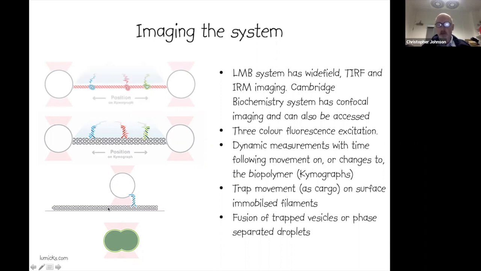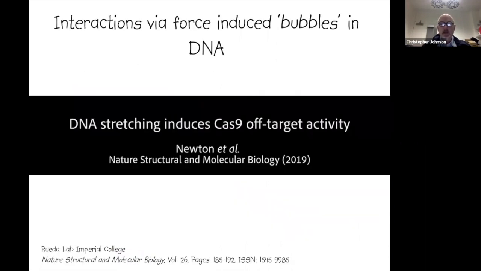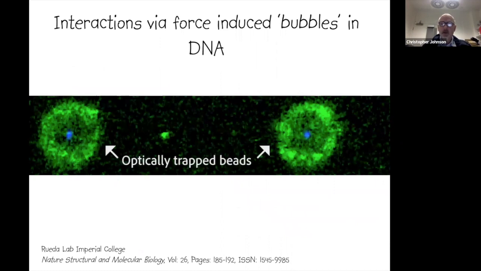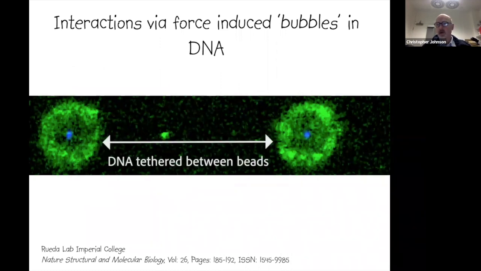We could also think about having an immobilized biomolecule of interest, and then looking at the trap being an actual cargo onto, for example, a motor, and looking at how these move on immobilized filaments. The company are also promoting the use of this technique to actually trap vesicles or phase separated protein droplets, and then look at how these come together if you bring them close enough, fusing and so forth of these droplets.